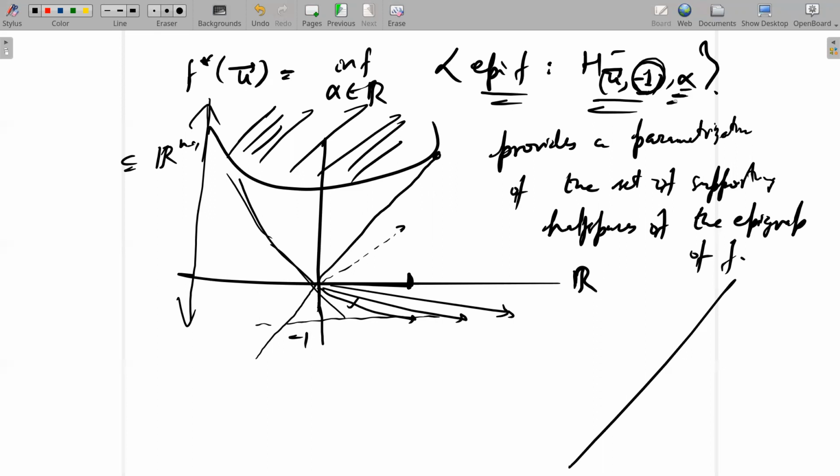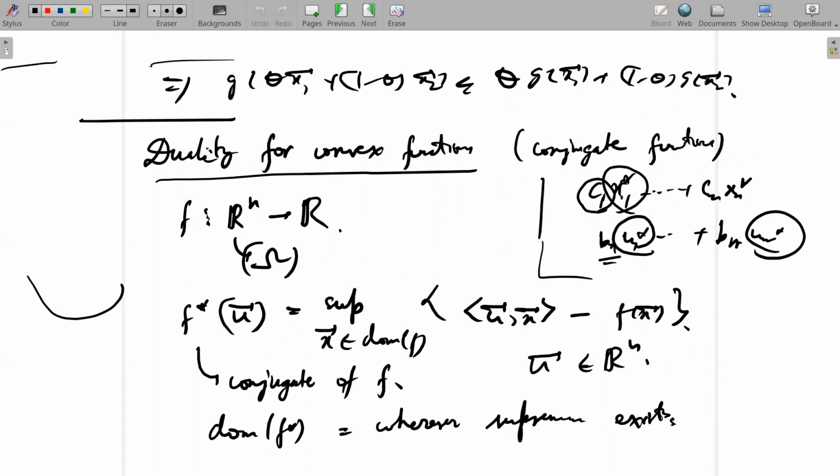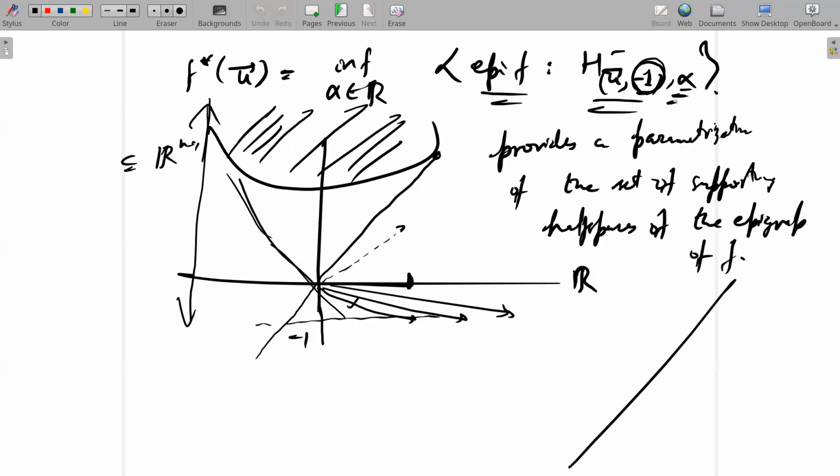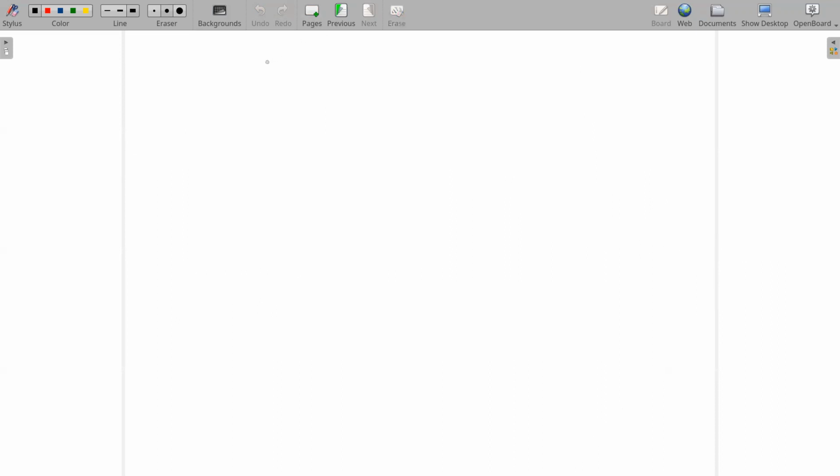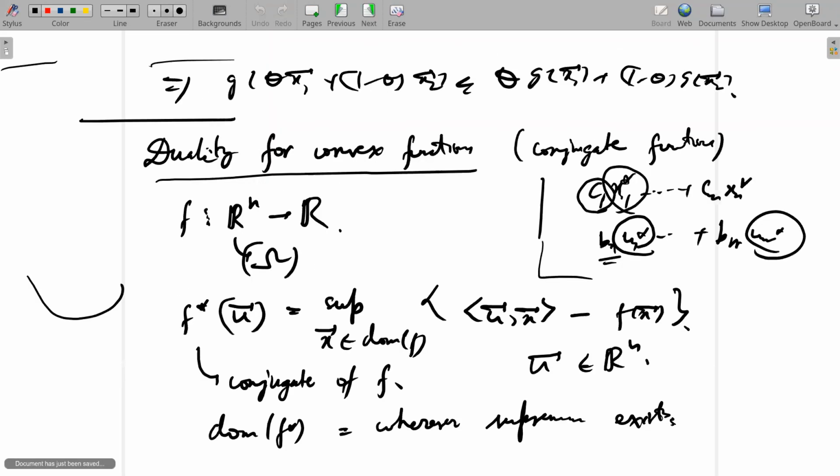All right. So again, coming back, given a convex function, the conjugate function effectively gives you a parameterization of the set of supporting half spaces of the epigraph of f. Okay. So now f star again is actually a convex function. So why so? Let's stare at the definition. Can someone quickly tell me from the definition why f star should be convex?